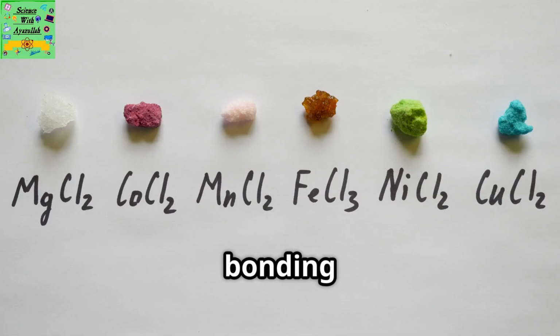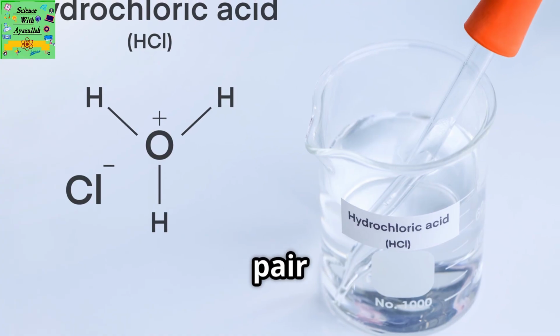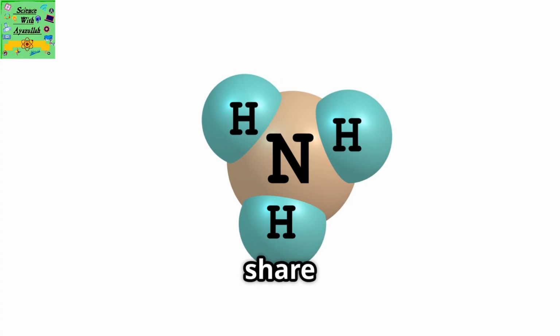Contrast that with covalent bonding, non-metals sharing electrons. Hydrogen and chlorine share a pair to make HCl, 2 hydrogens share to make H2. Nitrogen shares 3 pairs with hydrogens to make NH3.